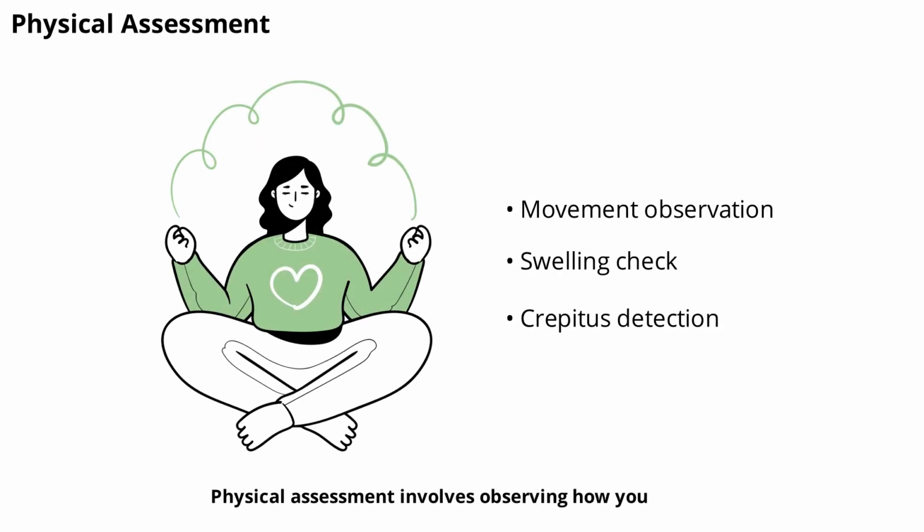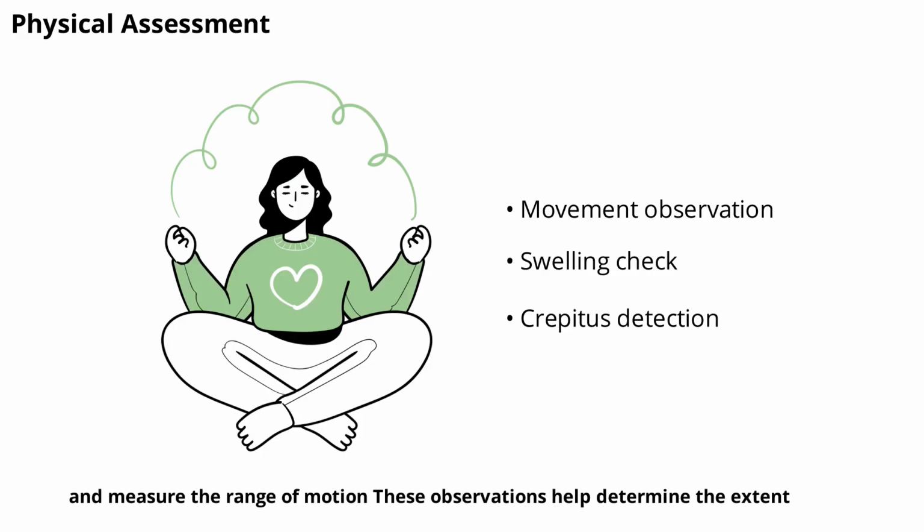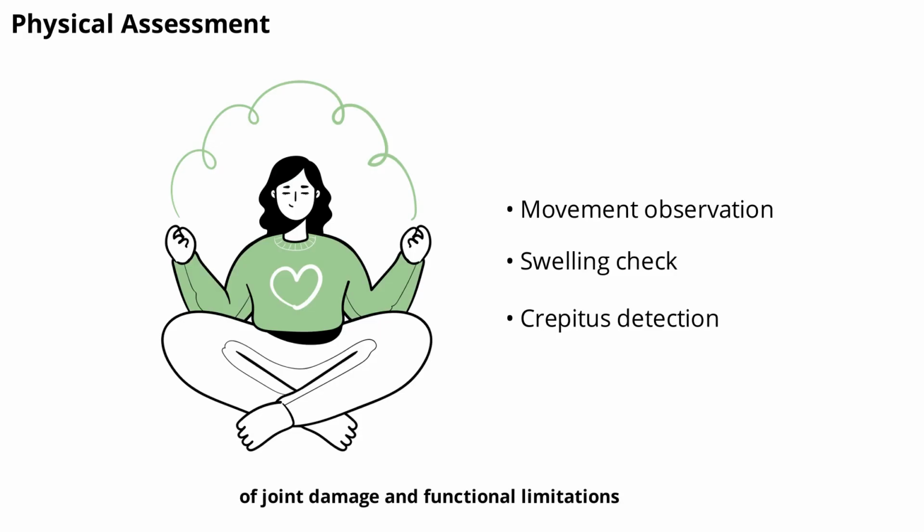Physical assessment involves observing how you move and examining your joints for swelling, tenderness, or deformities. The doctor may ask you to walk, bend, or perform certain movements to assess joint function. They'll also check for crepitus, which is a crackling sound or sensation in the joint, and measure the range of motion. These observations help determine the extent of joint damage and functional limitations.